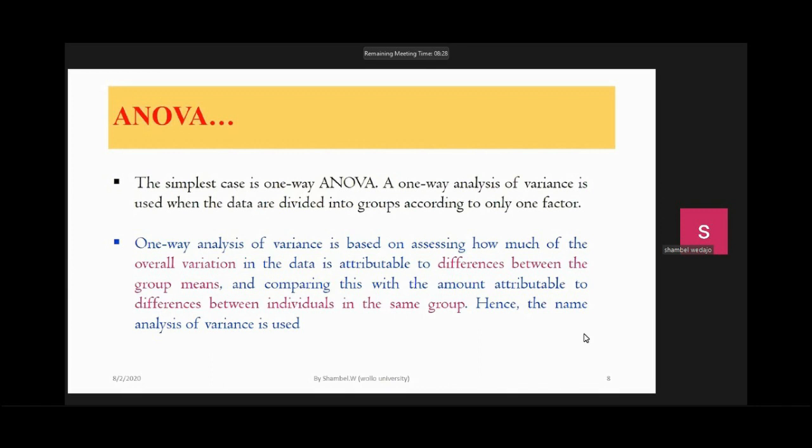So if you divide based on only one factor, it is one-way ANOVA. One-way analysis of variance is based on assessing how much of the overall variation in the data is attributed to the difference between the group means, compared with the amount attributed to the difference between individual sample groups. Hence, the name is analysis of variance. So the variation is divided or partitioned into group variation as well as individual variation.